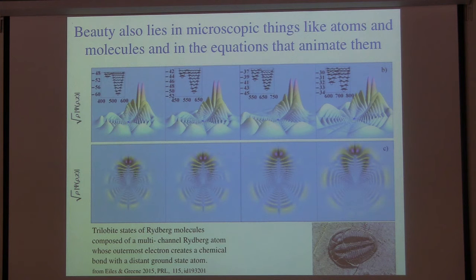So anyway, there's lots of beauty in nature, and you can find it even in graphs of wave functions, as well as all of these marvelous things that we see in space.